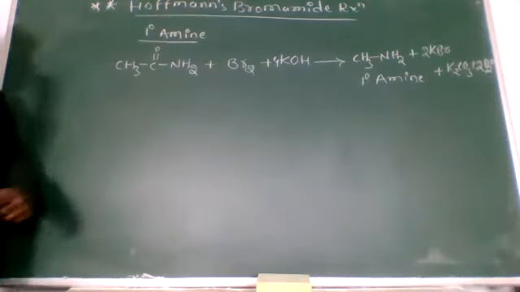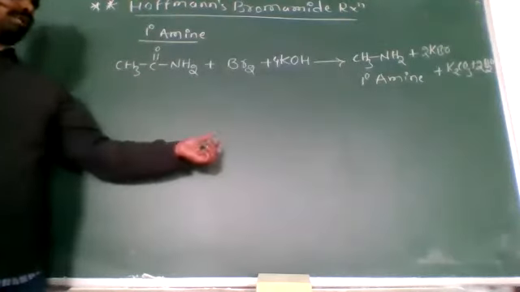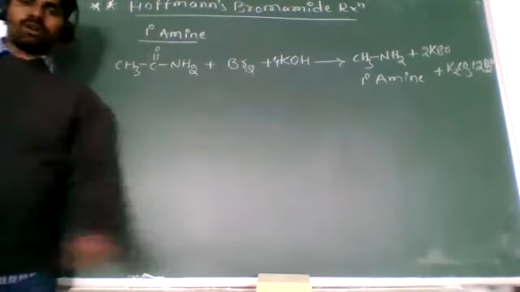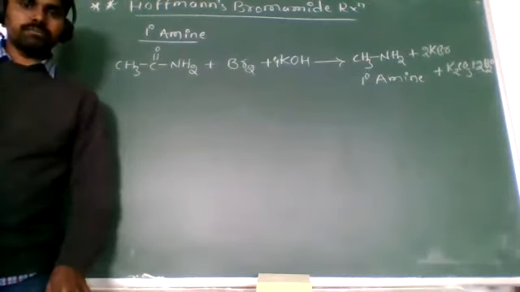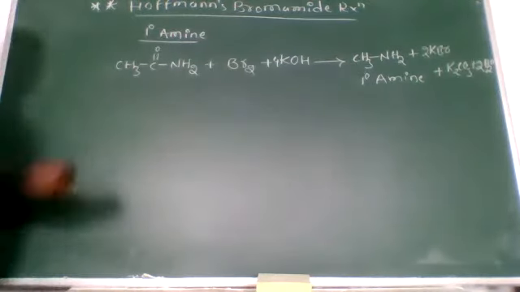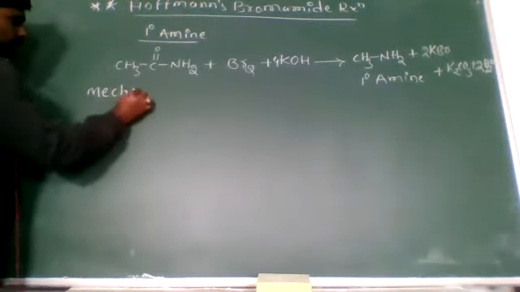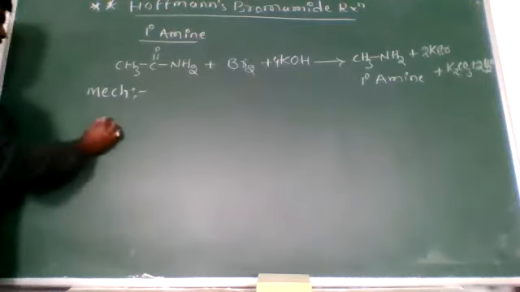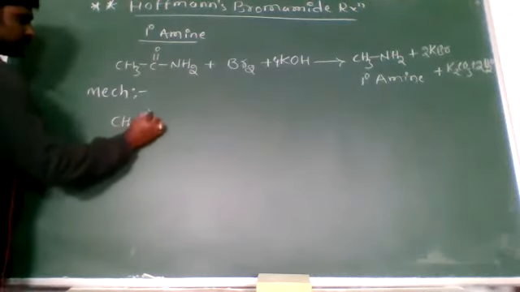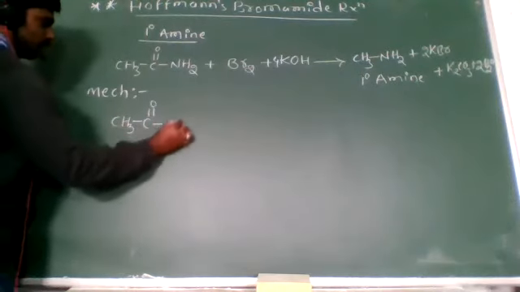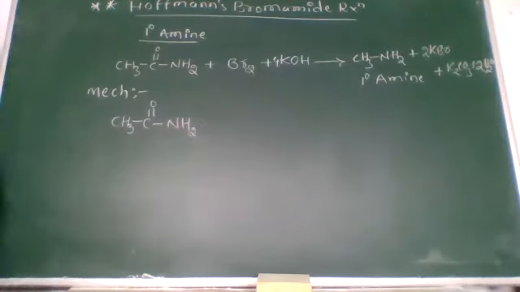From the Hoffman bromide reaction, only primary amines can be prepared. It is not possible to prepare secondary amine and tertiary amine. Right, now the mechanism. Now, how does the preparation of primary amine go? Here I am showing CH3 C double bond O NH2. This is the amide. Clear?